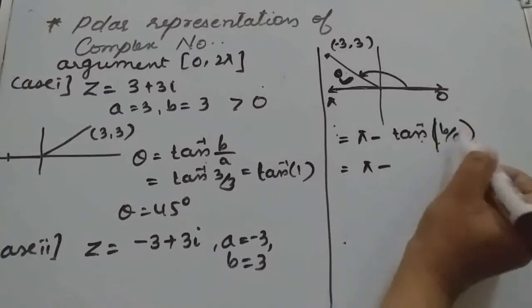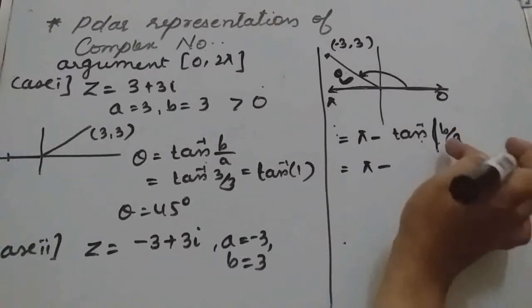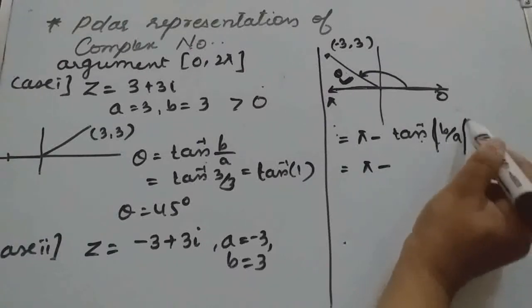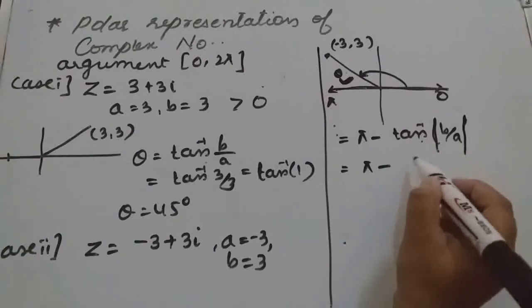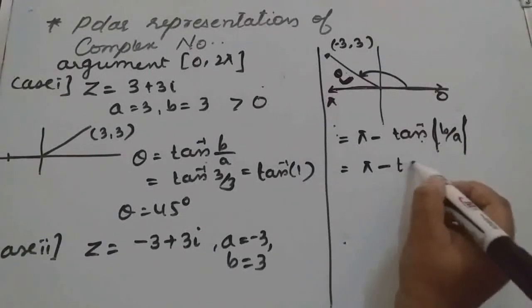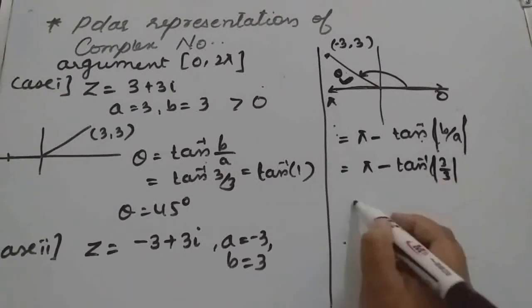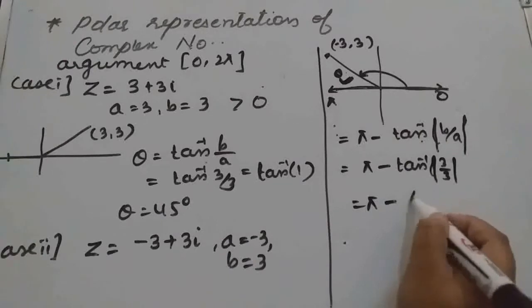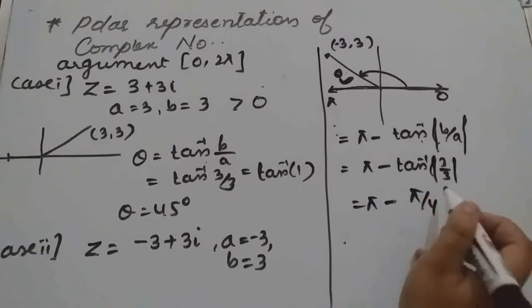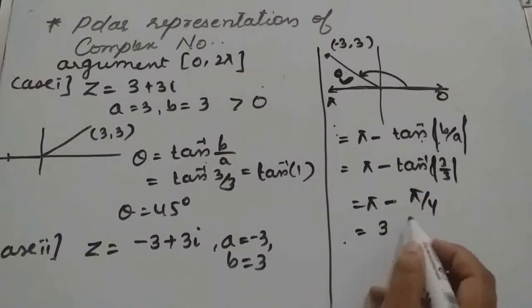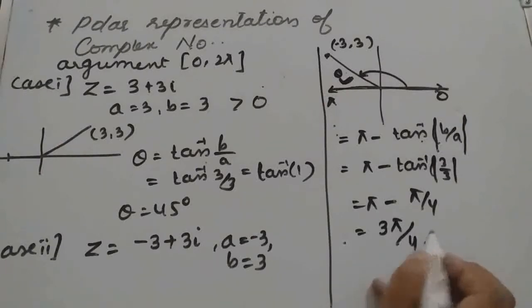Here for this formula, this is the short trick: mod B by A you substitute. So tan inverse 3 by 3 you will get, that is 1, that is pi by 4. Tan inverse 1 means pi by 4. So the answer will be 3 pi by 4. So this is for case 2.